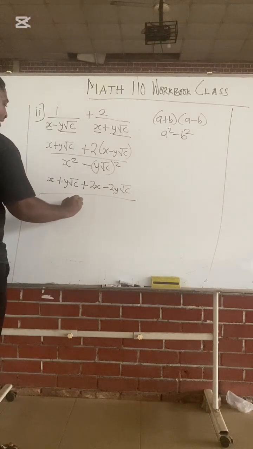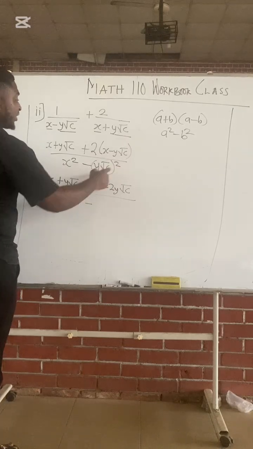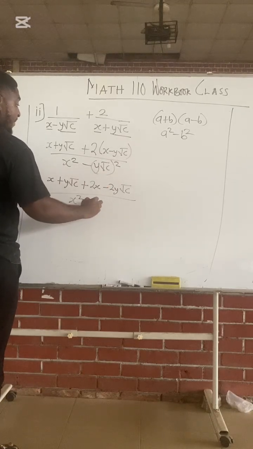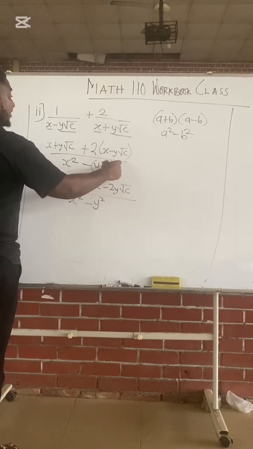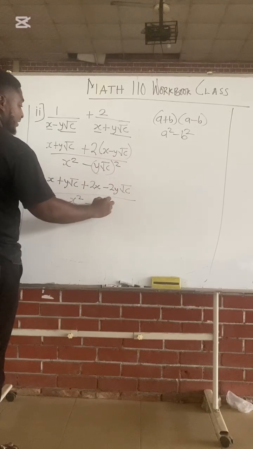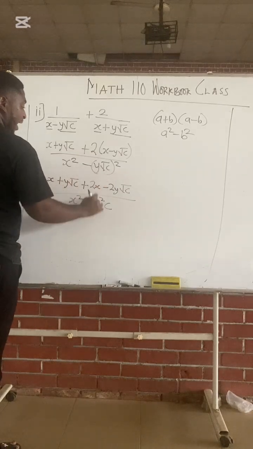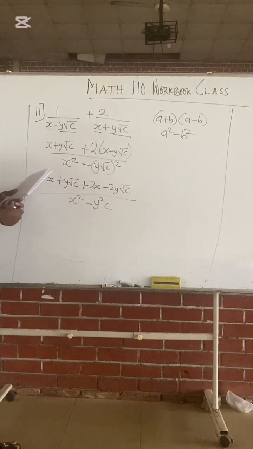All over x squared minus y plus root c squared. This square affects both y and root c. Minus y squared root c squared. The square cancels the square root, leaving just c. So the expansion of this is y squared c.